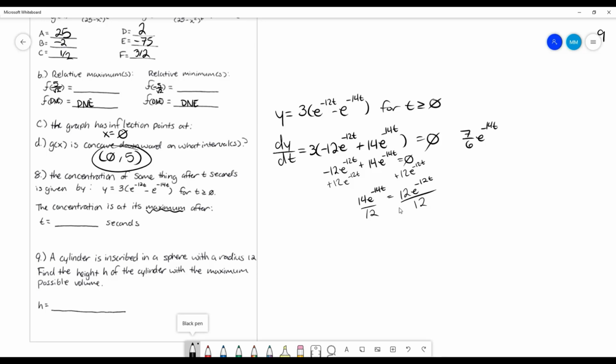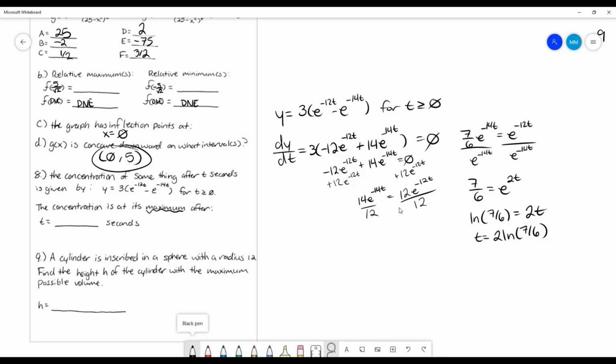E to the negative 14t equals e to the negative 12t. Now I can divide both sides by this. And of course, when we're dividing same base, we subtract the exponents. So negative 12t minus a negative 14t is going to be 2t. So I get 7/6 equals e to the 2t. And now I can use my natural log. So natural log of 7/6 equals 2t. T equals 2 natural log 7/6. Okay.